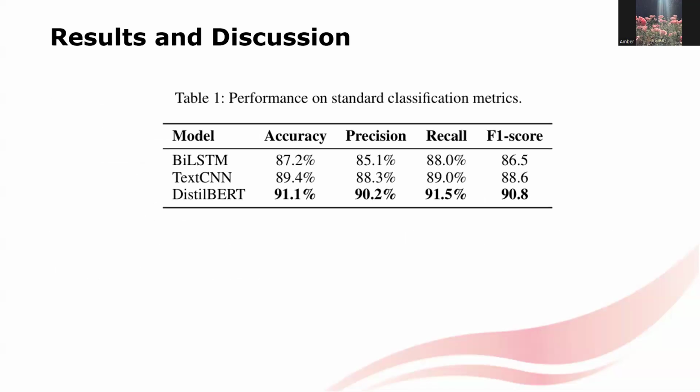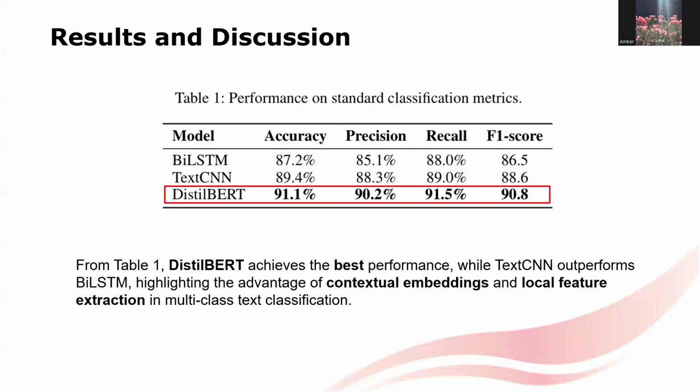So let's look at the results. DistilBERT came out on top with 91.1% accuracy and 90.8 F1 score. TextCNN was a close second with 89.4% accuracy. BiLSTM lagged slightly behind, scoring around 87.2% accuracy. This highlights the advantage of contextual embeddings and local feature extraction in multi-class text classification.